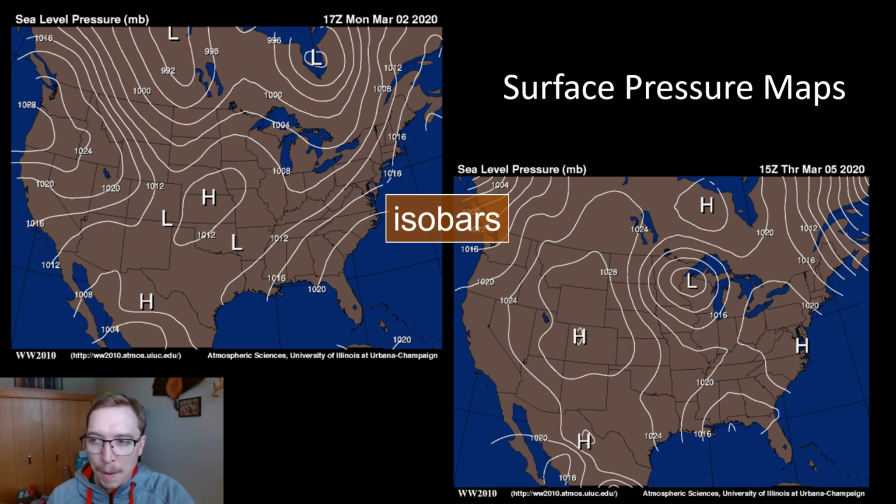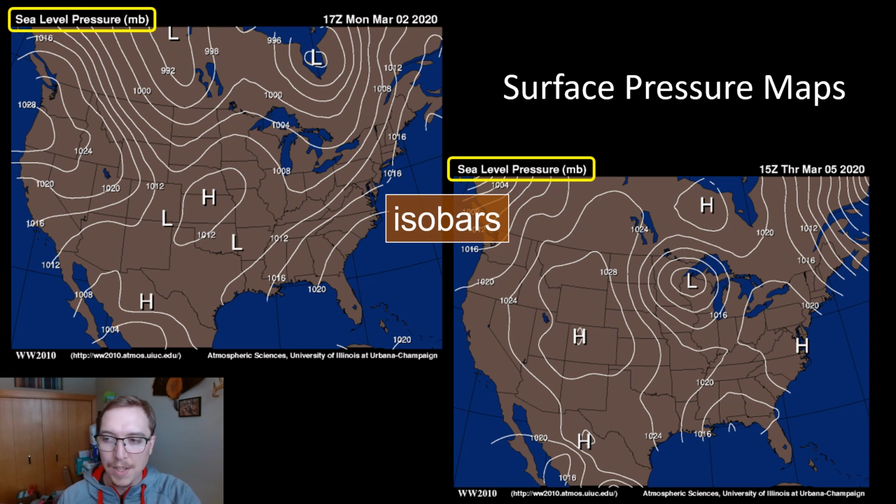We can see two maps here, one from the 2nd of March and the other from the 5th of March, with isobars denoting lines of equal pressure. Isobars are typically expressed in reference to sea level pressure in millibars. We see a high pressure system moving west across the continent, while a low pressure system is moving southwest.